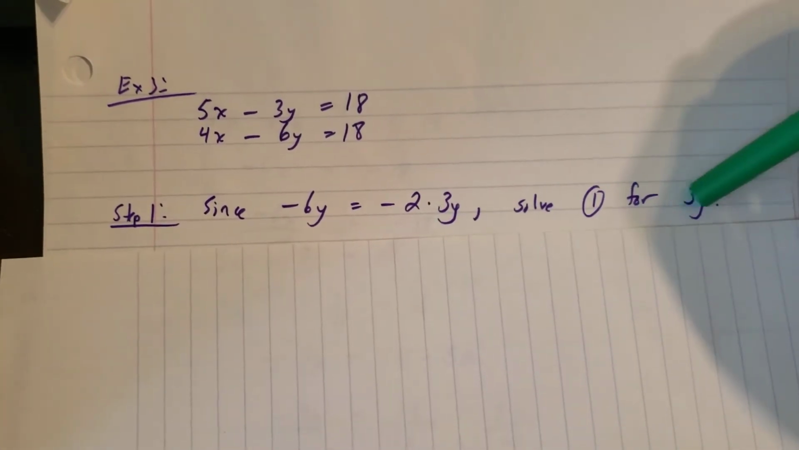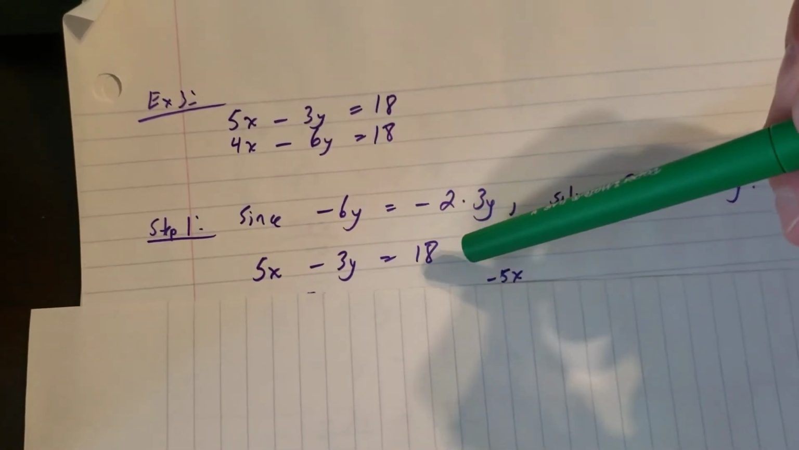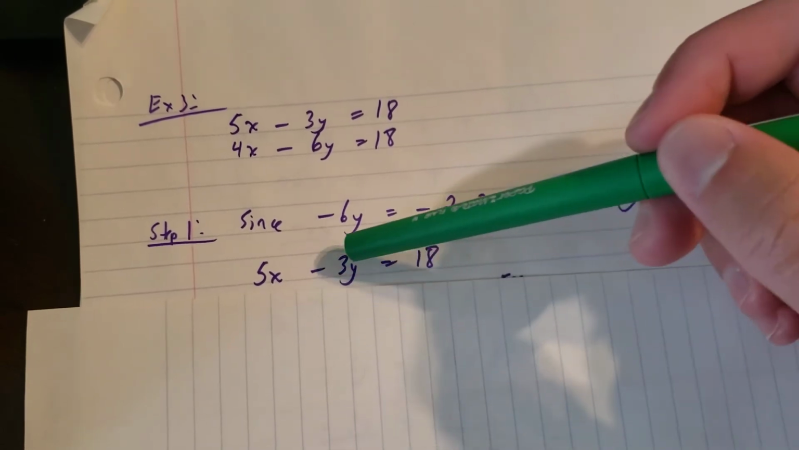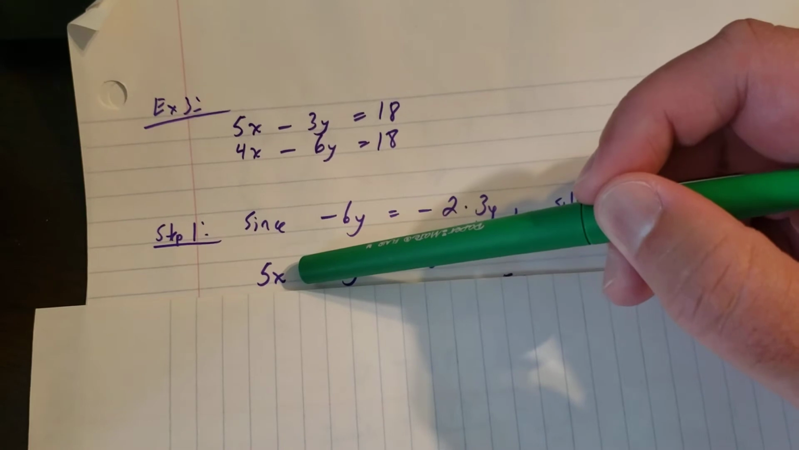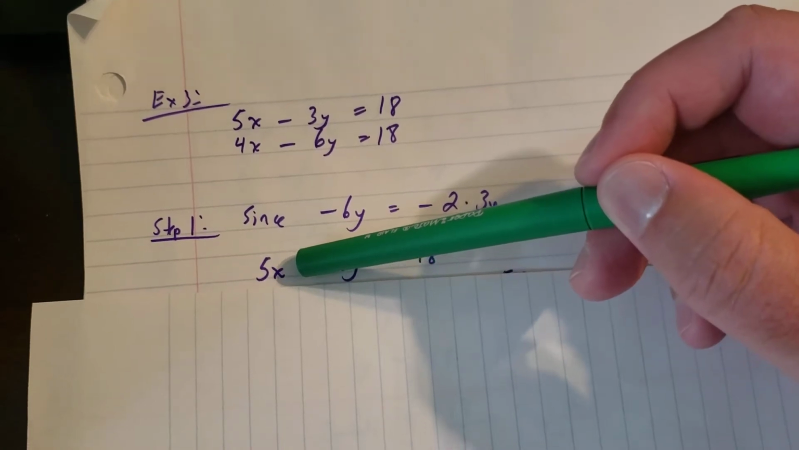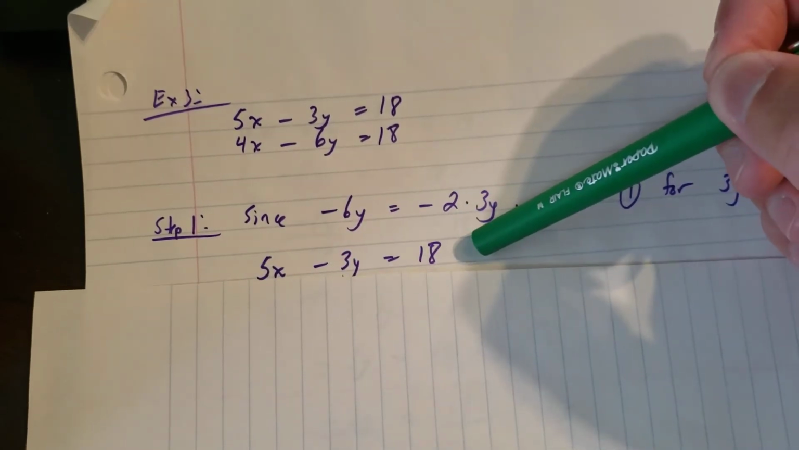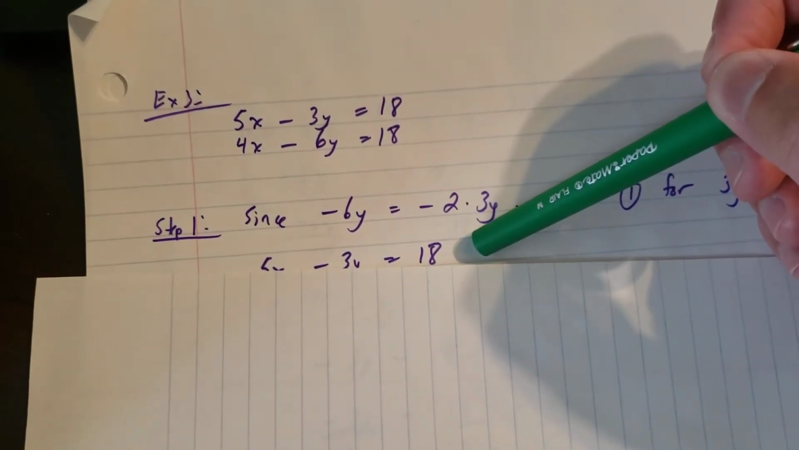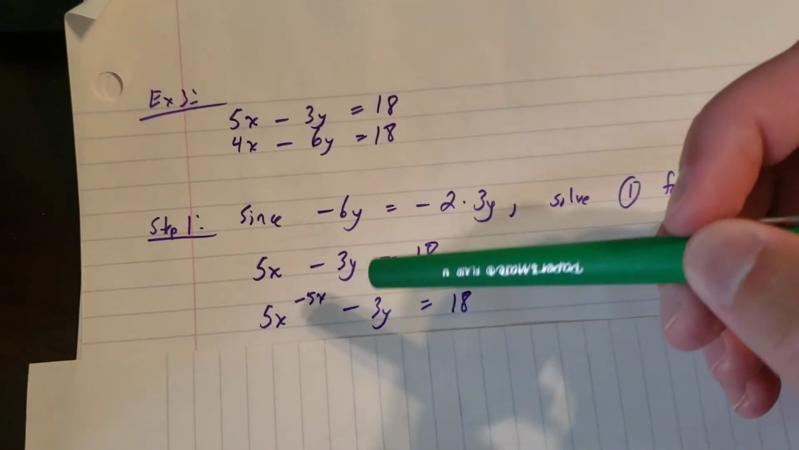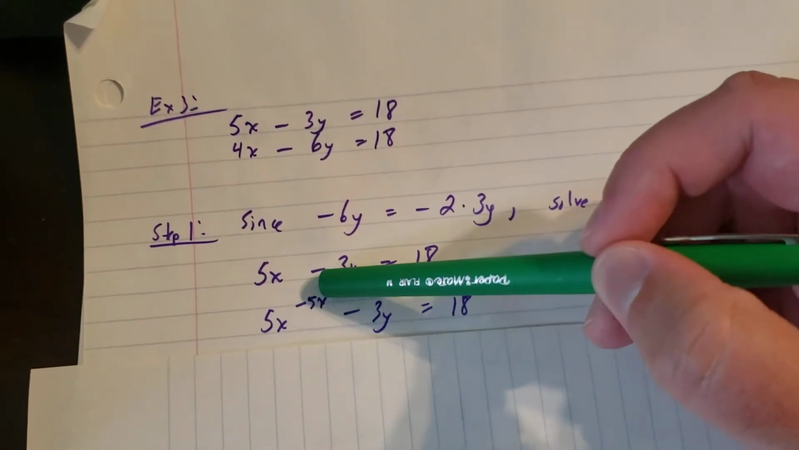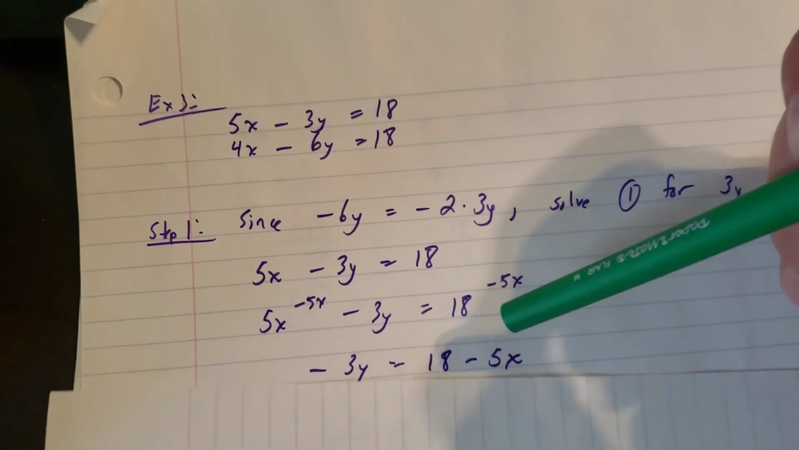So I'm going to solve the first equation for 3y. The first equation is 5x minus 3y equals 18. If I'm solving for 3y, I need to get rid of the 5x term. This is a positive 5x, so to get rid of that I'd have to subtract it. So subtract 5x from this side and subtract 5x from the other side, because what you do to one side of the equation you must always do to the other side to keep everything balanced. 5x minus 5x cancels off here, leaving me with negative 3y equals 18 minus 5x.